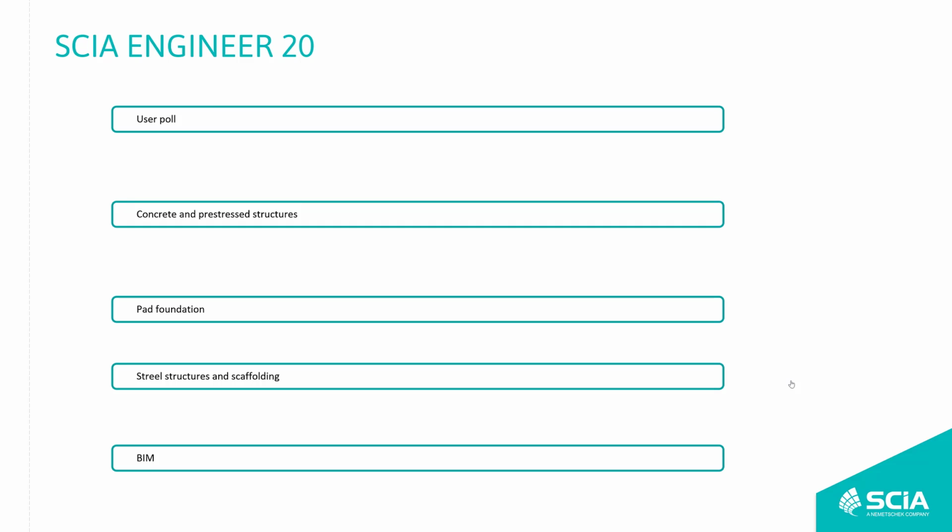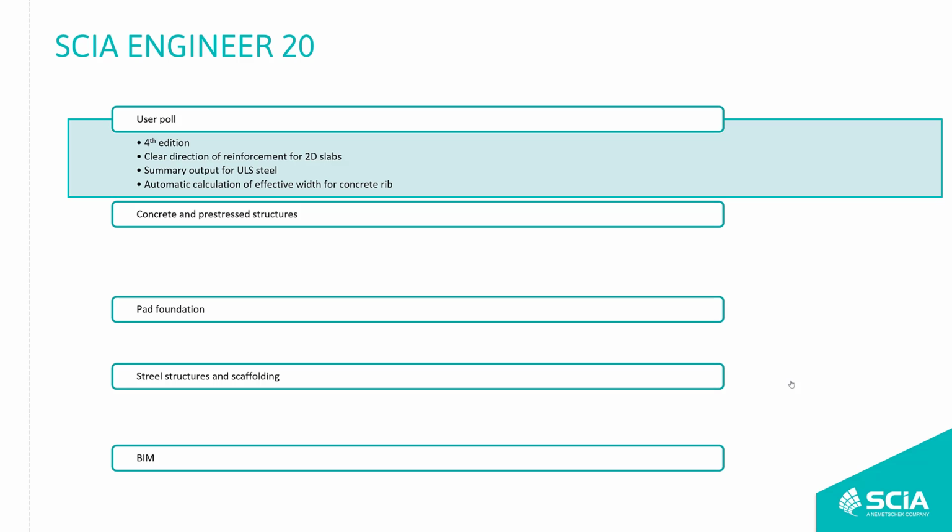In the case of user pool, it was the 4th edition. We have developed a clear direction of reinforcement for 2D slabs, summary output on one A4 page, and automatic calculation of effective width for concrete ribs. I'm glad to say that you are helping to shape our application, and we are working on the 5th edition, so for version 21.